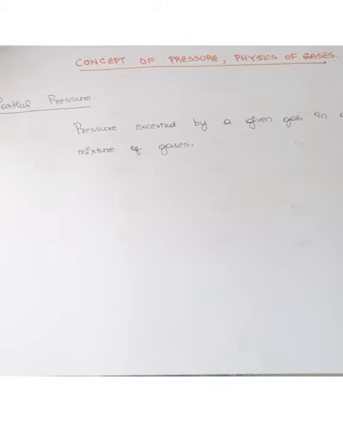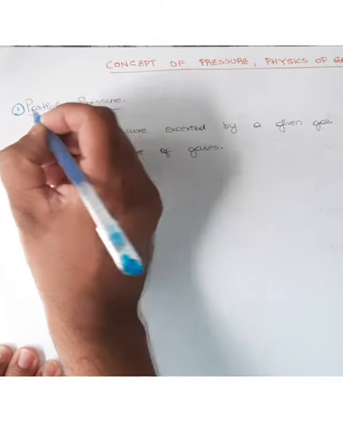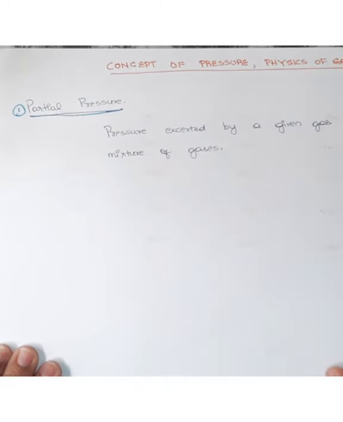So, I will be discussing chapter 2, which is the basic understanding for the next chapters to know how the gas exchange occurs. In this chapter, we are discussing the concepts of pressure and the physics of gases. We come across the terminology called partial pressure.